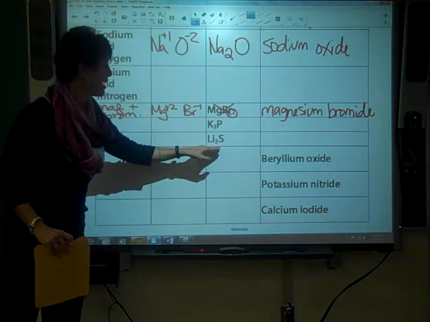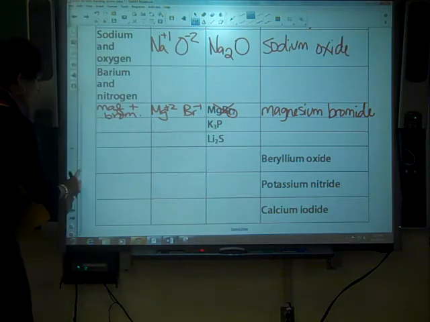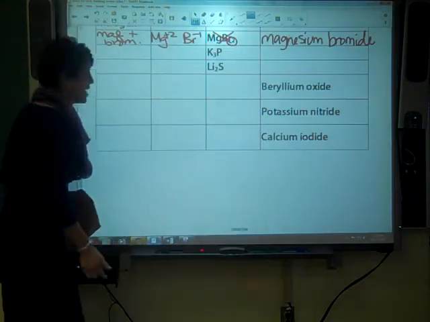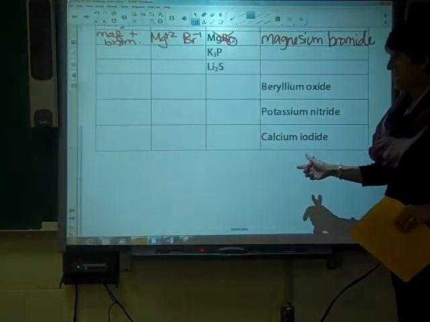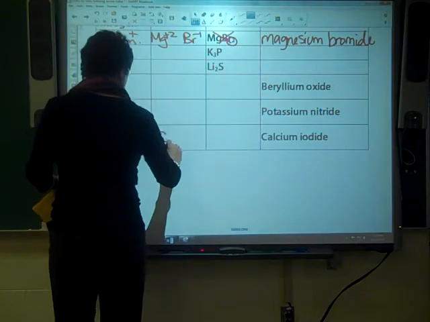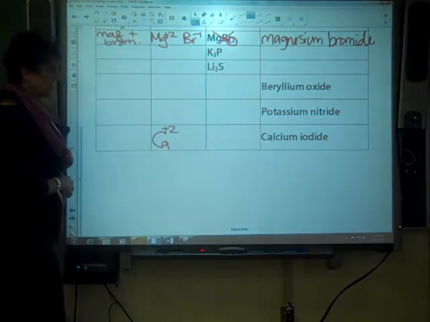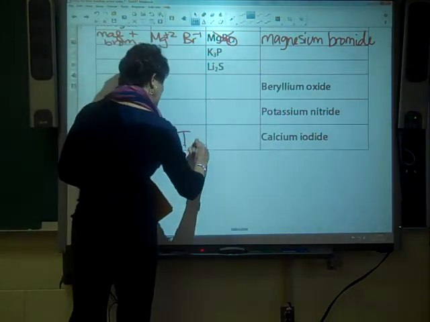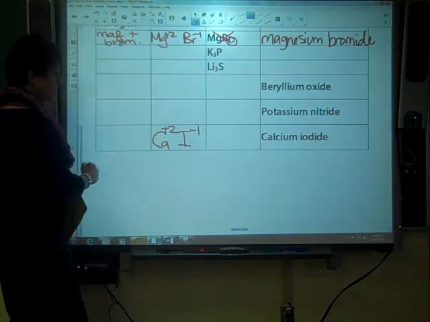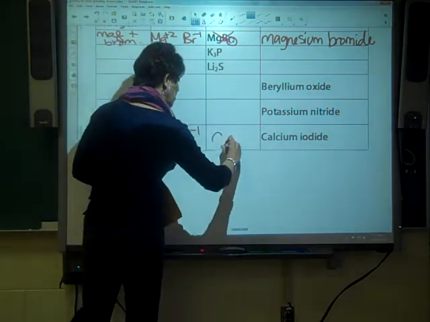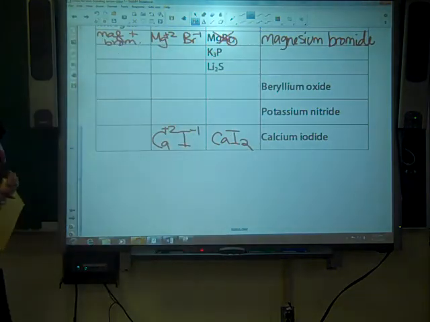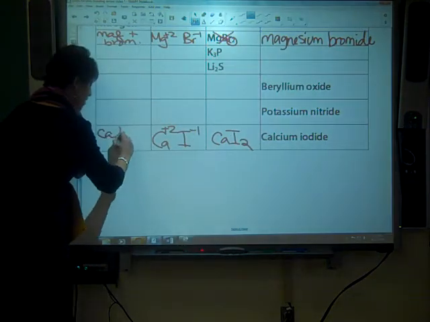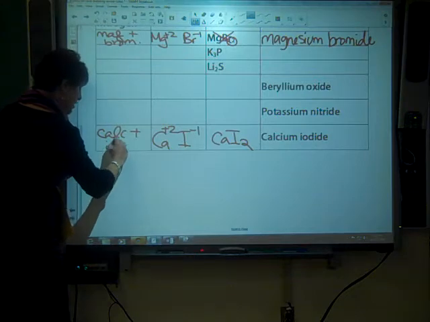So you go and do that for these 2. And then I'll move down to some of these names. I'll go here to this last one. Calcium iodide. So I look up calcium, Ca is a +2. I look up iodine, and it's a -1. I crisscross my charges, and I get CaI2. That would be my formula. And it obviously formed from combining calcium and iodine.